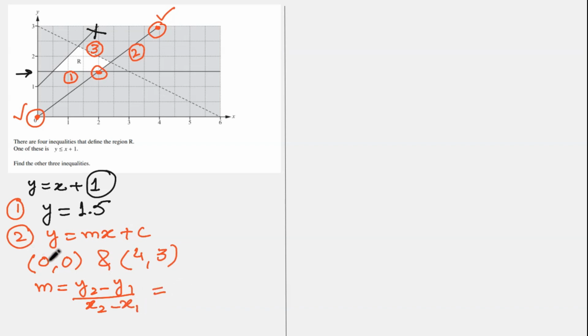In this case, this is your x1 and y1, and this is your x2, second point x coordinate, and second point y coordinate. So let's do that. Just replace the values: 3 minus 0 over 4 minus 0. So your gradient m in this case is 3 by 4.